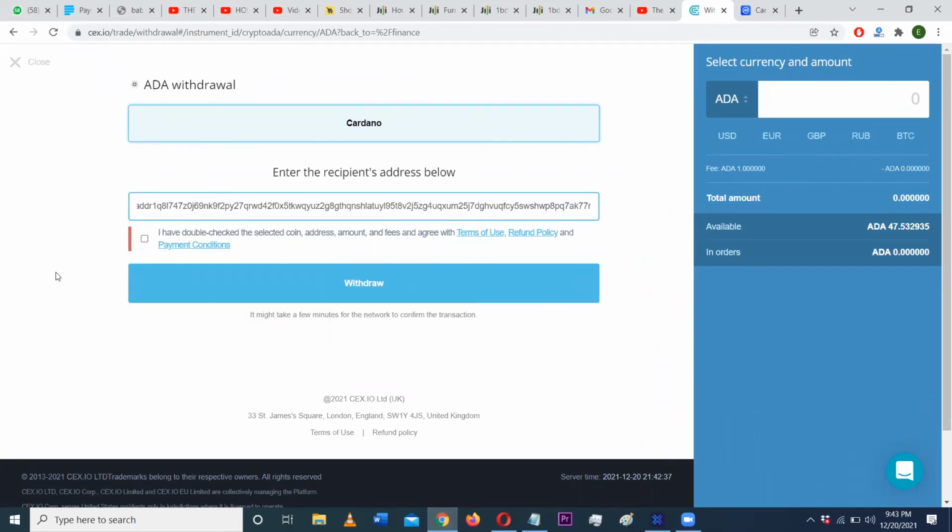I've entered it. You confirm you've double checked the selected coin, amount and address. And then they ask you to enter the amount of Cardano you want to send. I want to send everything. So in fact, once you're here, it even shows you how much Cardano you have in your account. So I just copy the amount, I paste it here. So I basically want to withdraw all the Cardano in my account. Then I click on withdraw.